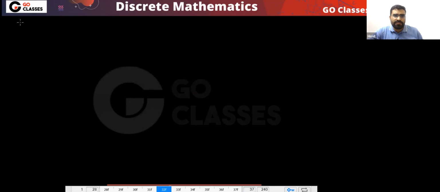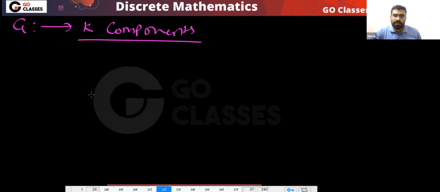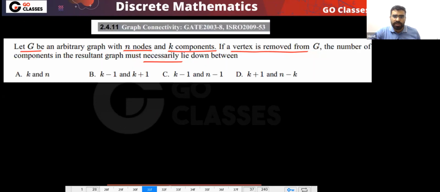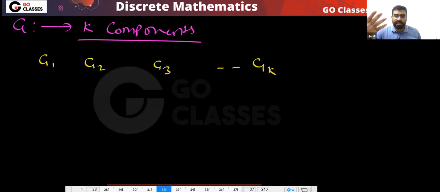Remember, your graph G has k components. We don't know what these k components are, but we know that there are k components like G1, G2, G3, and so on up to Gk. Now the question is saying that we remove one vertex, then what is the minimum and what is the maximum number of components that you can have?